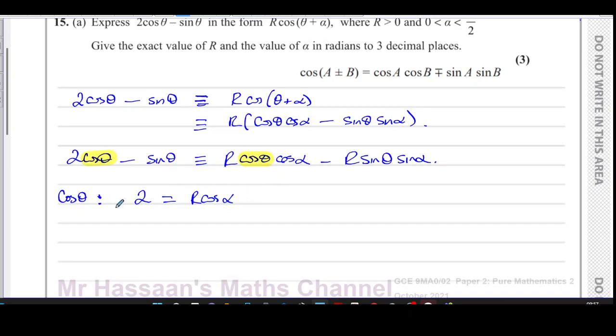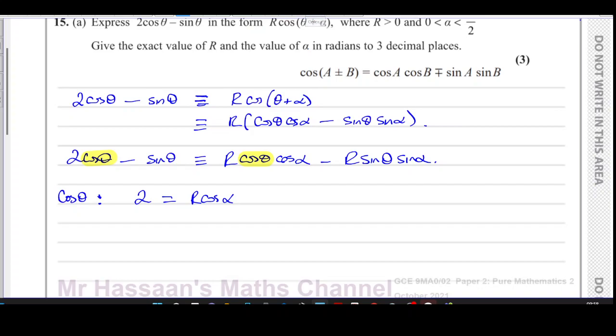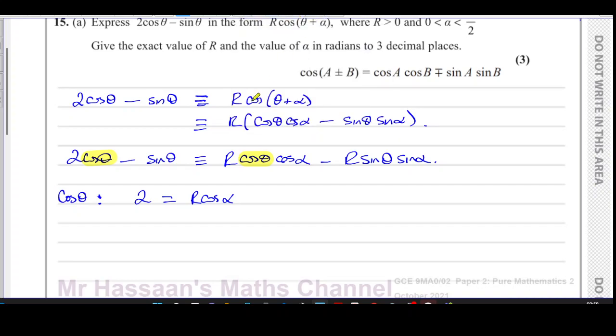So that's how we can help to solve this problem. We can find what r and alpha are if we now also compare the sine thetas. So if I look at the sine thetas, let me just change the color. Here we have, well, there's 1 sine theta on this side, and here we have r sine alpha.